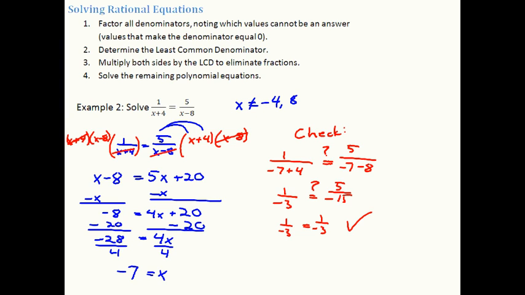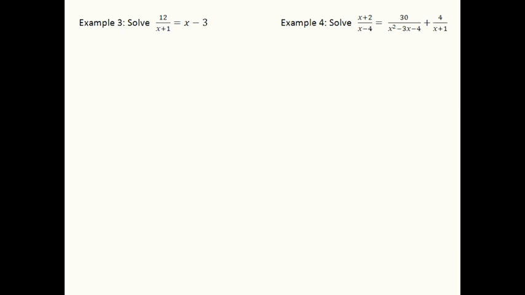And it works, so x equals negative 7 is the answer. Moving on to example 3, 12 over x plus 1 equals x minus 3. Again, we want to factor the denominator here. There's nothing to factor. We will note that x cannot equal negative 1 because negative 1 would make that denominator 0, and we can't divide by 0.